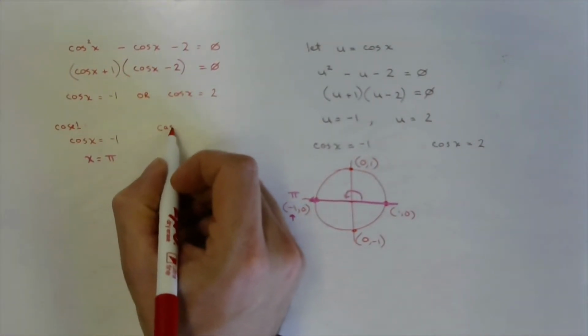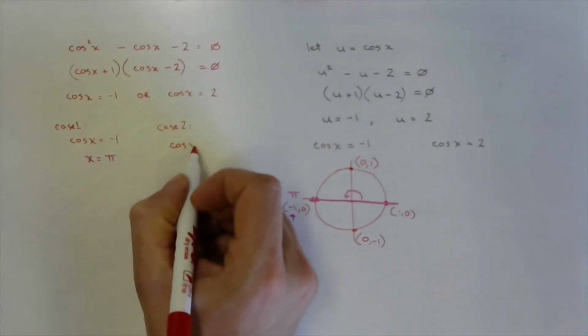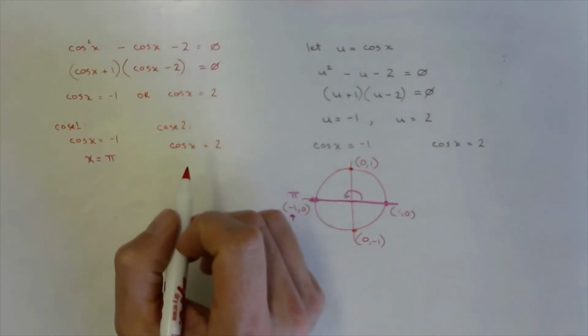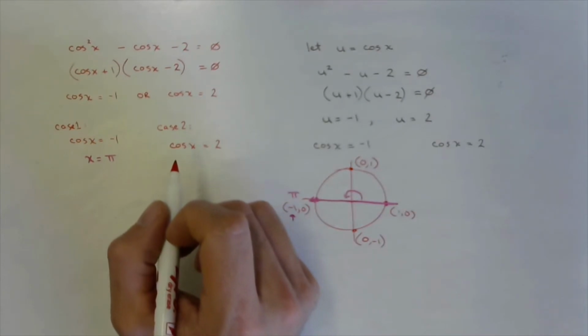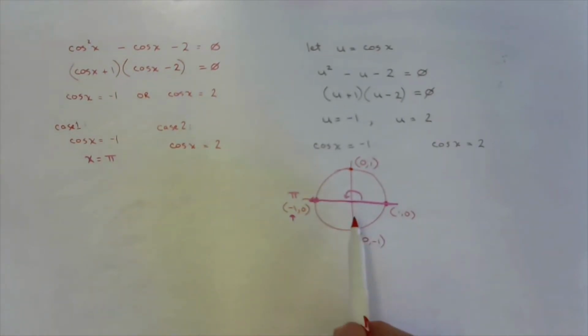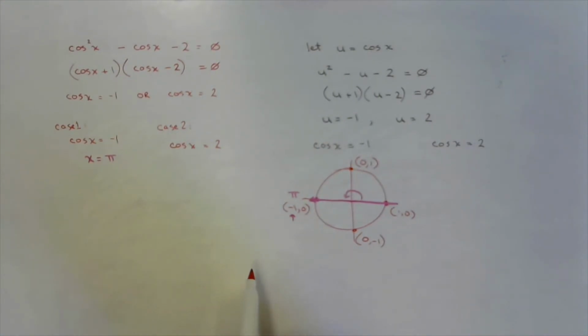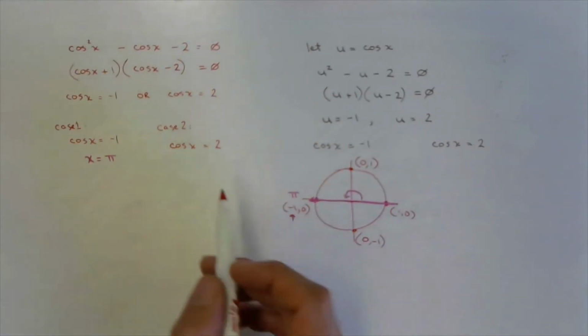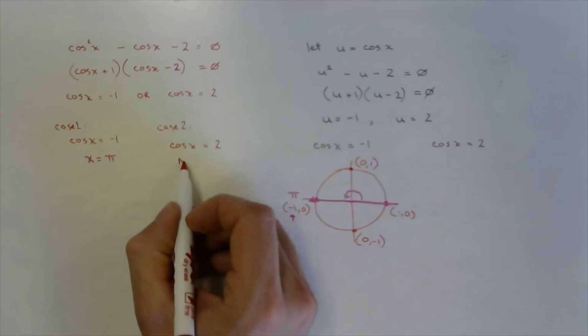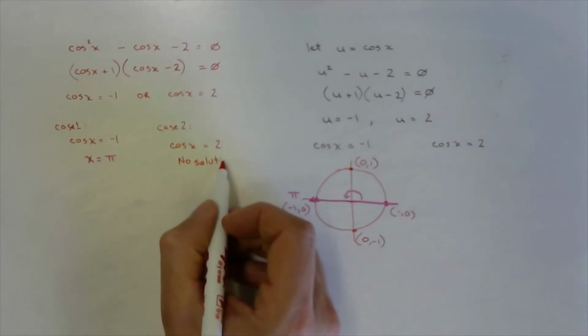Our case number 2 is where the cosine of x equals 2. Cosine corresponds to the x coordinate of any angle within the unit circle. Are we ever going to get an x-coordinate of 2 inside the unit circle? It's impossible. The hypotenuse is 1. So it can never, ever get to be a length of 2. Okay? So this case has no solutions.